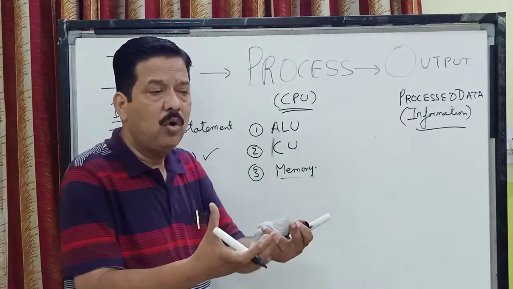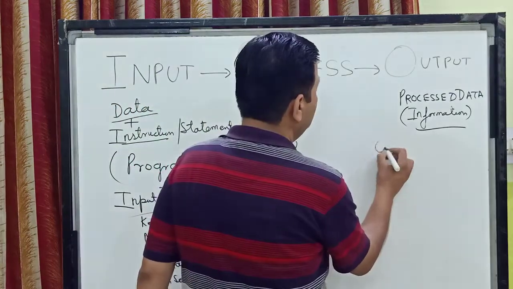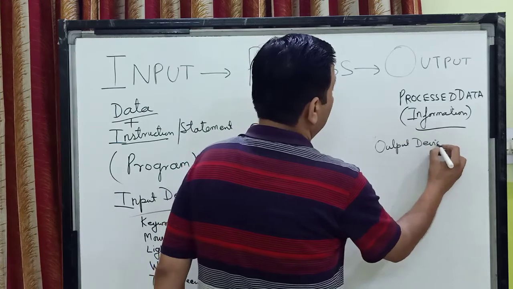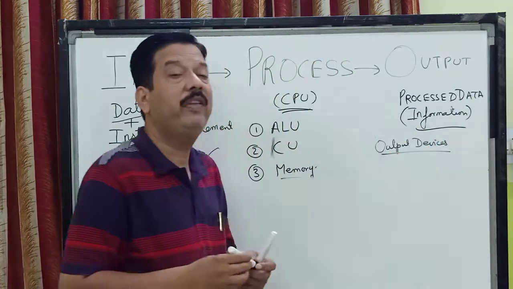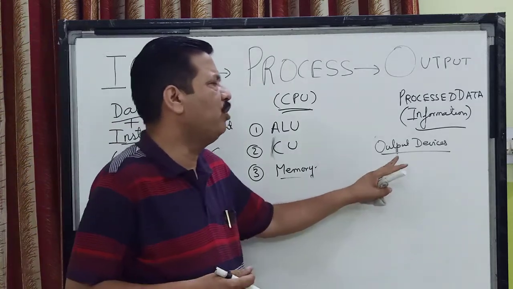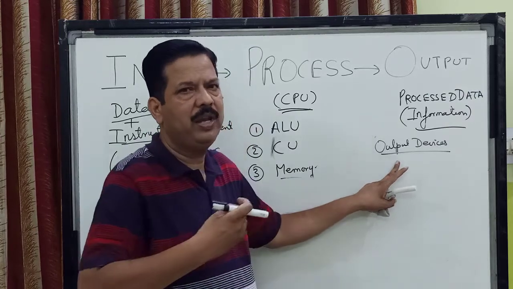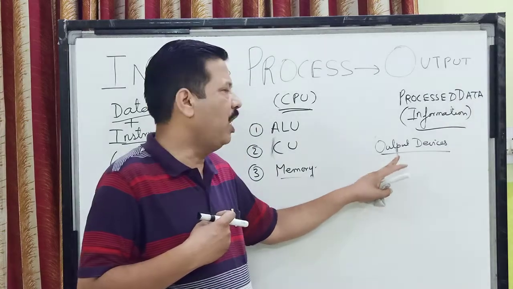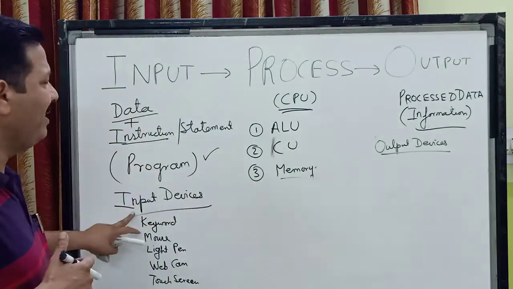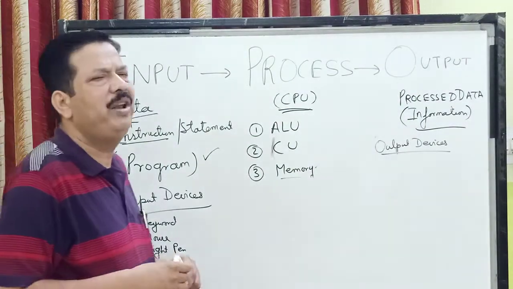Now children, how are we going to get the output from the computer? So we get the output from the computer on the output devices. Now children, first of all, we must know what is an output device. In a very easy way, we can say that output devices are those devices through which the computer communicates with the user. So with output devices, the computer is communicating with us, and with the input devices, we are communicating with the computer.